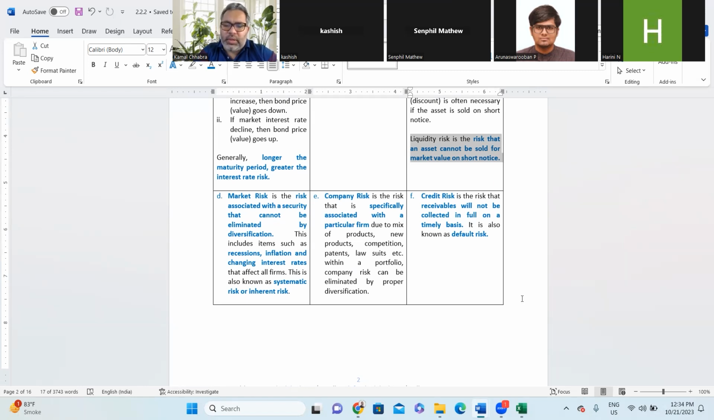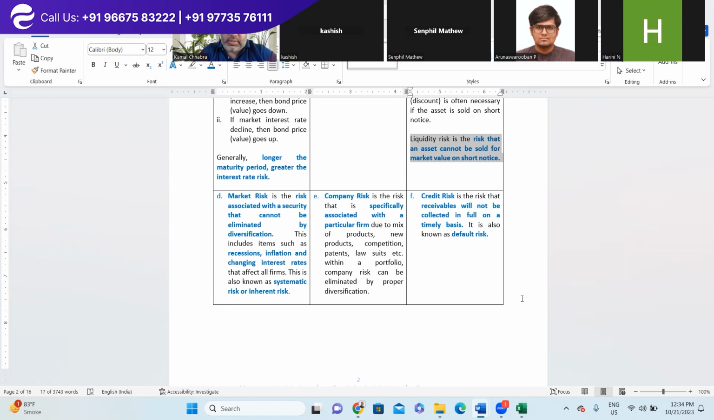Okay. Next is credit risk, which we have discussed earlier. Credit risk is the risk that receivables will not be collected in full on a timely basis. It is also known as default risk, right?